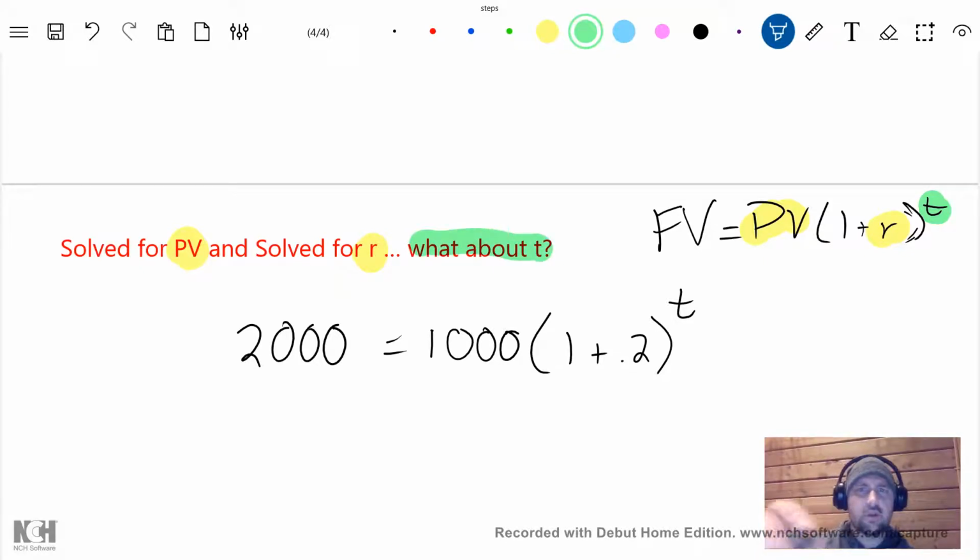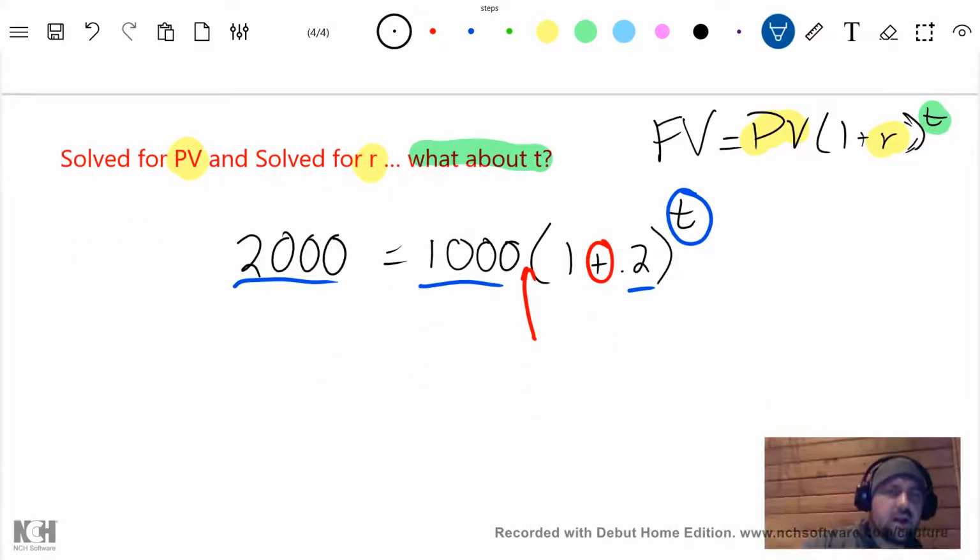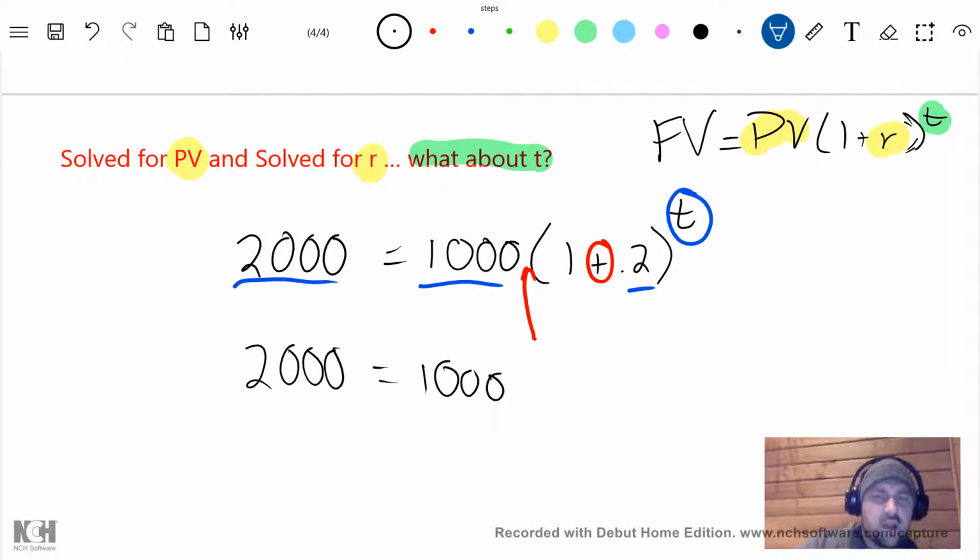Here's an example. Notice that we have all the values we need. We have the future value, we have the present value, we have the rate, and up here is the time. And the question is, can we solve for t? So we see that we have a multiplication right here that we can undo using inverse operations. And here is an operation that we can actually simplify. And let's do that first. So this equation then becomes 2,000 equals 1,000 times 1.2 to the power t.